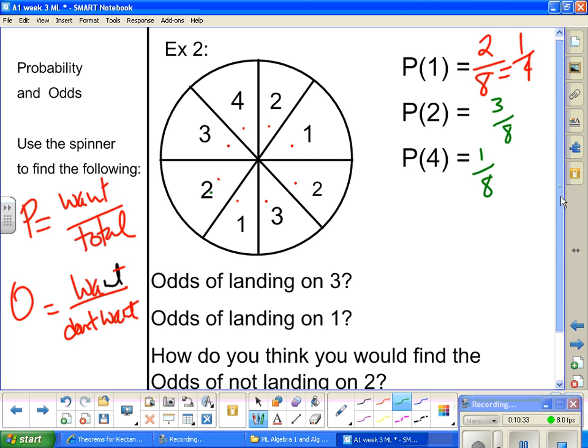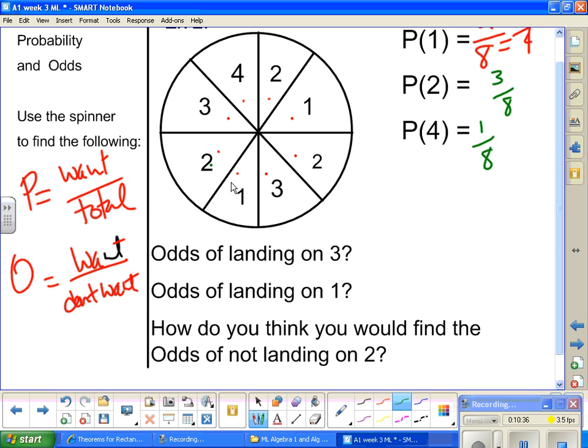Okay. So now we want to go down to the bottom. What are the odds of landing on 3? Our odds are what you want, what you don't want. So if there's a total of 8 parts, then you're going to go ahead and subtract. So how many 3s? There's 2 3s, so I'll put 2 up here. And then 8 minus 2 is 6. Because we want these two numbers to add up to give you the total. So 2 plus 6 is 8. I can reduce this, make it 1/3, or I can write it as 1 to 3.